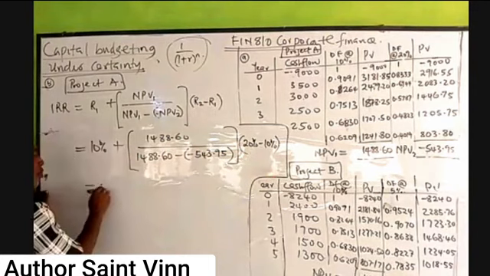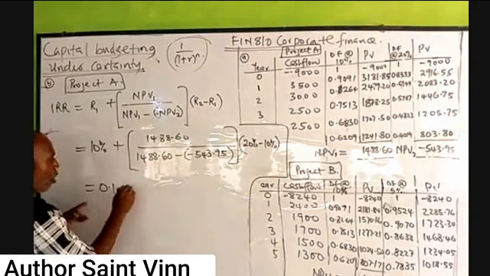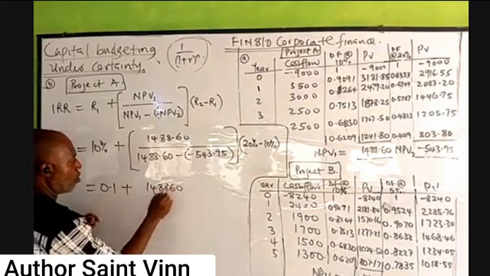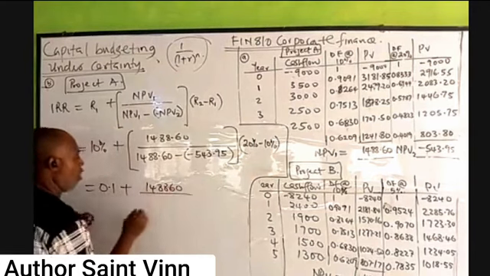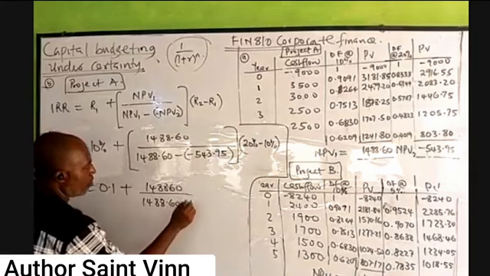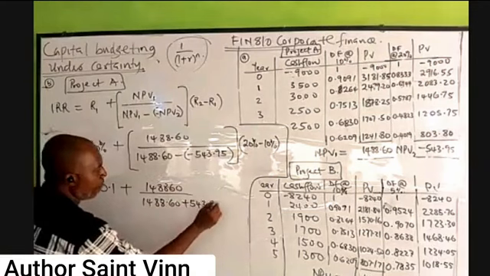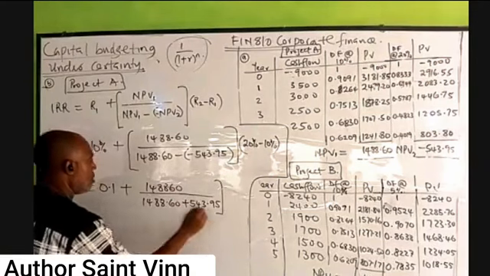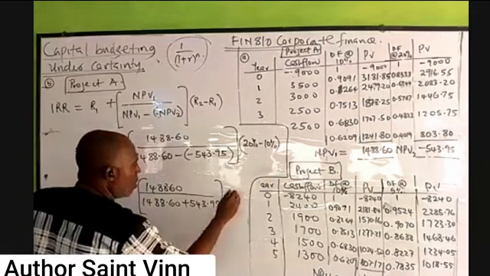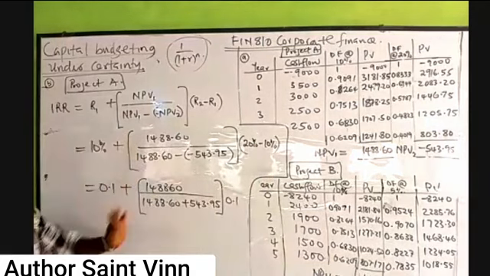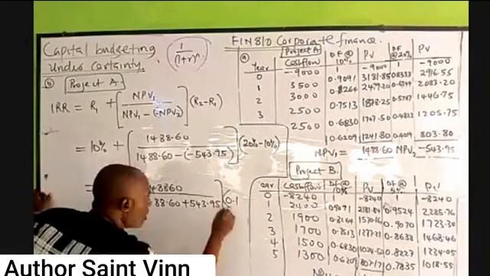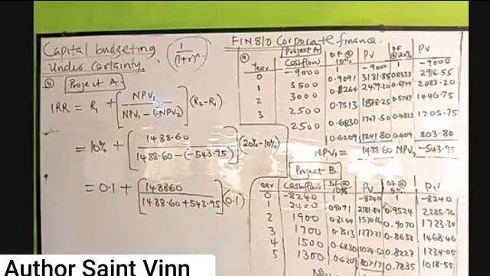So this is 0.1, plus 148.86 all over 1488.60 plus 543.95. And this one is 0.5, 10%. Is it clear now? Remember, this is multiplication so that they can understand.